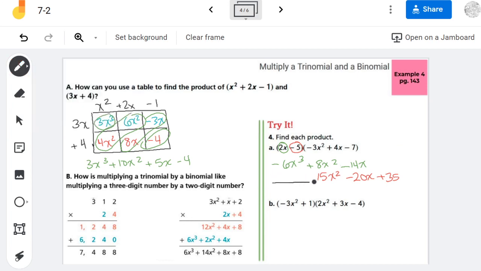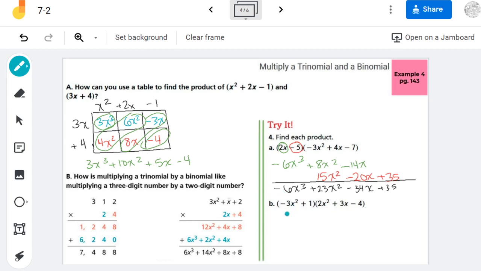Now I add down. So I have a negative 6x cubed. 8x squared and 15x squared is 23x squared. Negative 14x and negative 20x makes for a negative 34x, and then that 35 comes down. So there are different ways to check and make sure you're not making mistakes as you go through things. Little check steps in the middle help to make sure that your final answer is good to go.